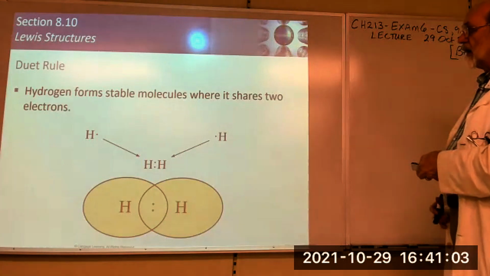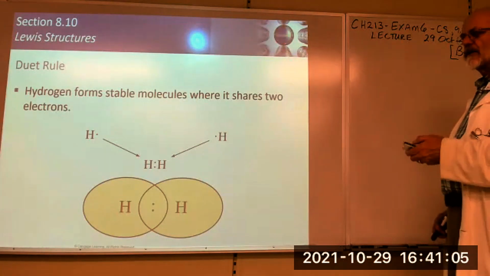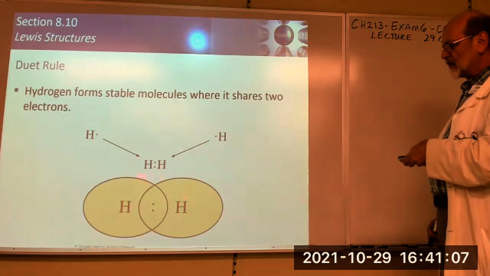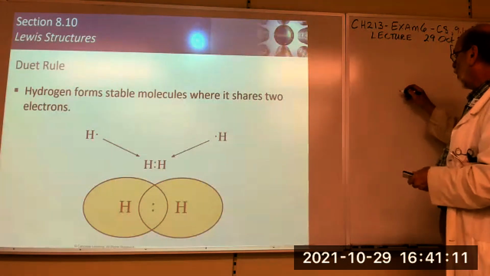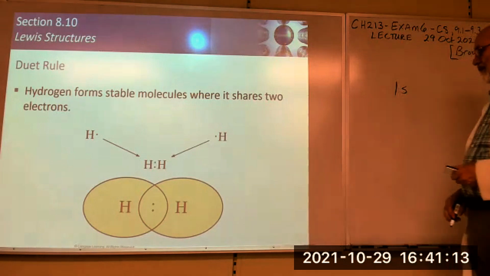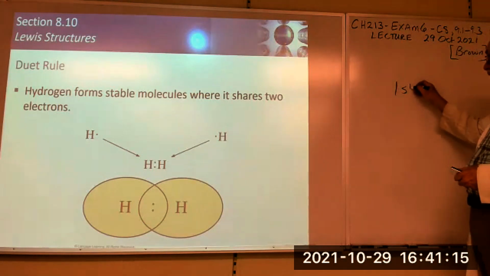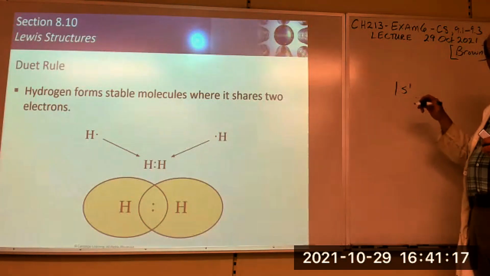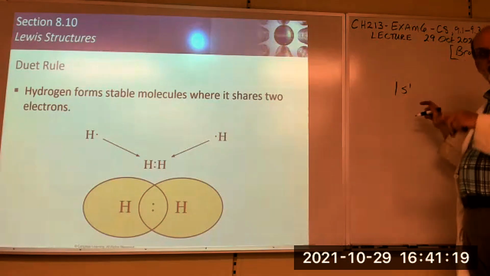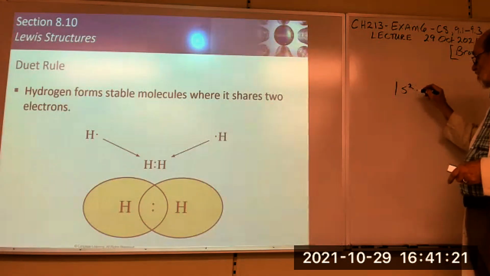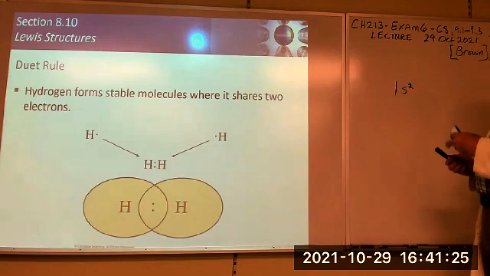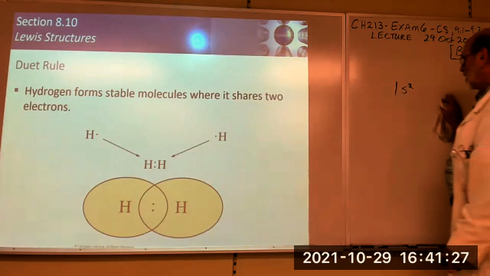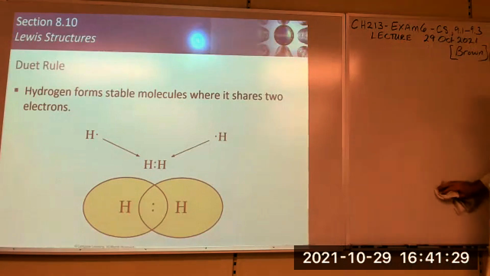Okay, so I said the octet rule, but hydrogen is a special case. Hydrogen only has a 1s orbital, right? So it's only got 1 electron by itself, but if it can get another electron from some other place, it can change that to a 2, and now it looks like helium. So hydrogen obeys the duet rule, and everybody else obeys the octet rule.